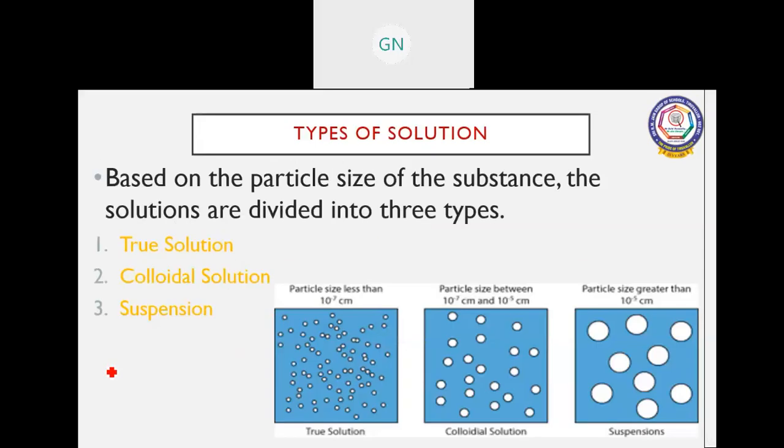Let us see types of solution. Based on the particles present in the solution, we can classify it into three types. They are true solution, colloidal solution, and suspension. In a true solution, the particle size is less than 10 power minus 7 centimeter. Particle size between 10 power minus 7 and 10 power minus 5 is in colloidal solution. Particle size greater than 10 power minus 5 is suspension. So, based on particle size, they are divided into three parts: true solution, colloidal solution, and suspension.